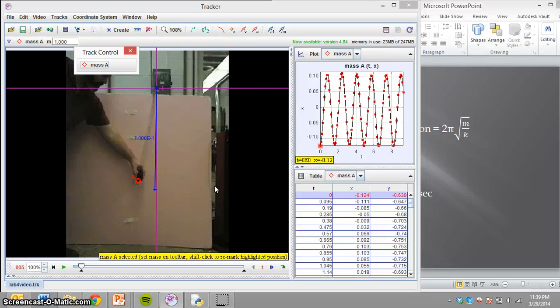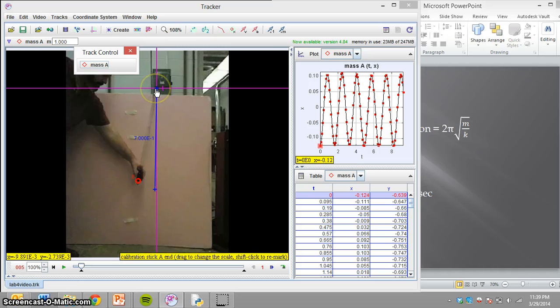In this lab, we are analyzing the motion of a mass tied to the end of a spring, and we're comparing it to our computer model that we're going to make in VPython soon. We're also analyzing the change in energy throughout the system throughout the movements. First, we start out with setting up our tracker.